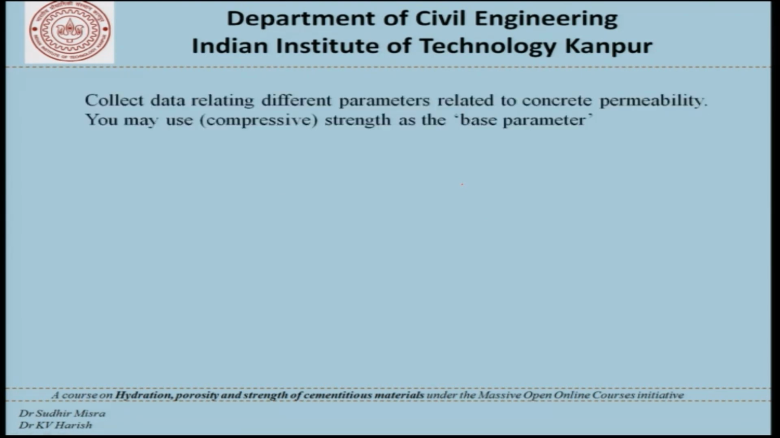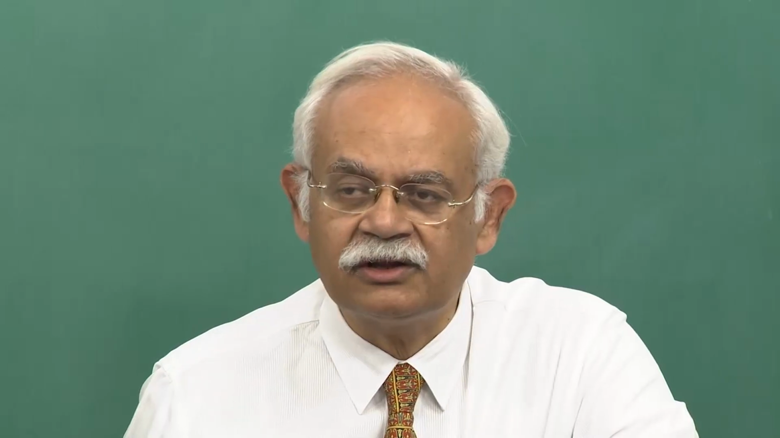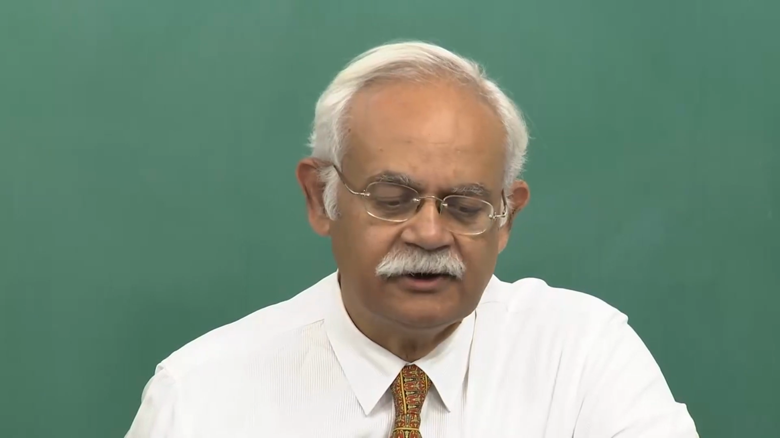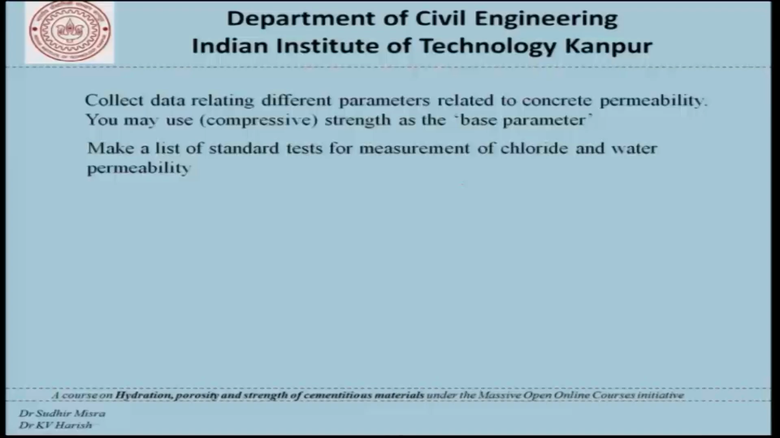You could try to collect data relating the different parameters related to concrete permeability using compressive strength as the base parameter. That is what I had mentioned in the first test, that try to get data relating the compressive strength to the RCPT columns or the water permeability or the salt ponding test and so on. You could make a list of standard tests for measurement of chlorides and water permeability.